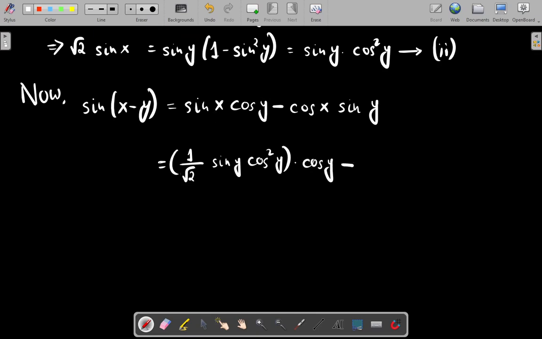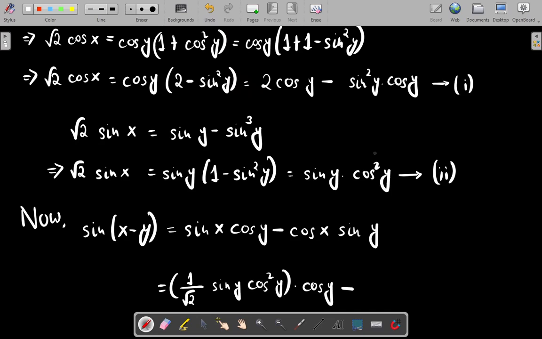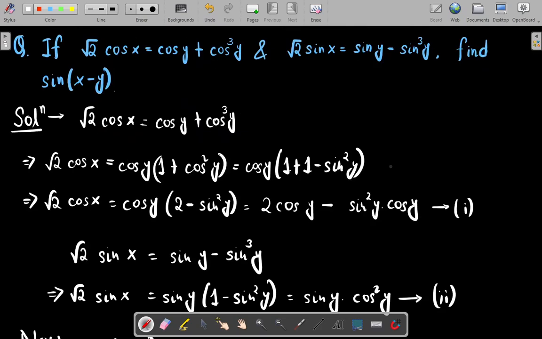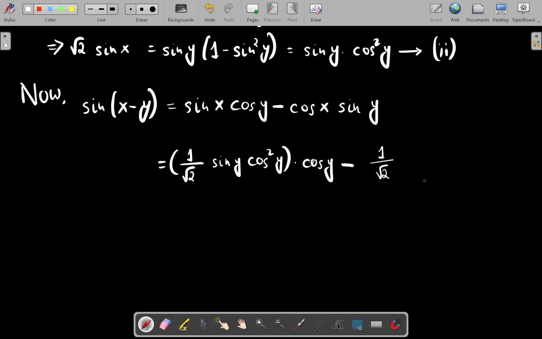Minus, similarly cos x can be written as 1 upon root 2 times, I am using this original equation, not equation 1. Okay, I am substituting this equation. Cos x becomes 1 upon root 2 times cos y plus cos cube y, and this entire thing is multiplied with sin y.